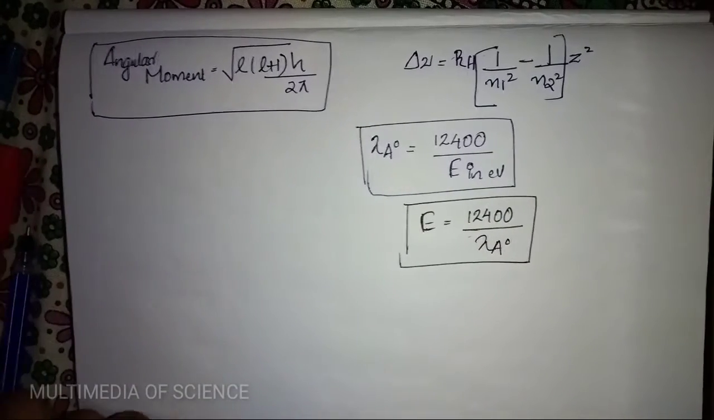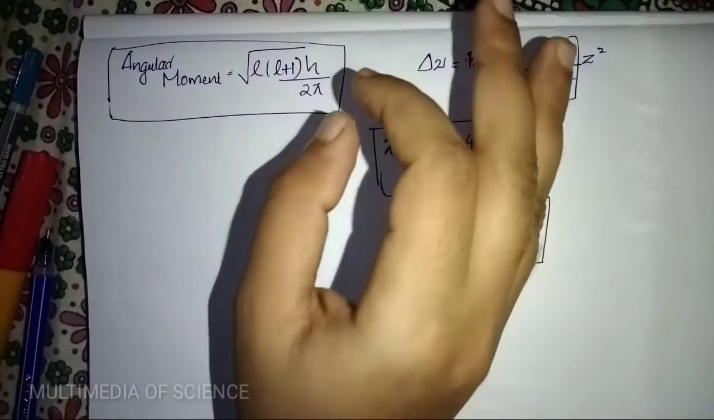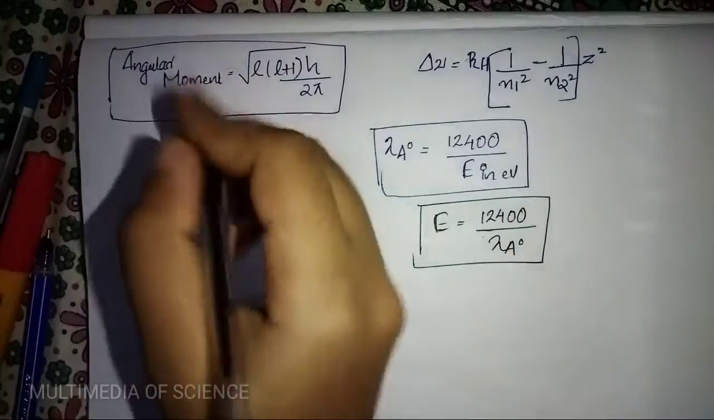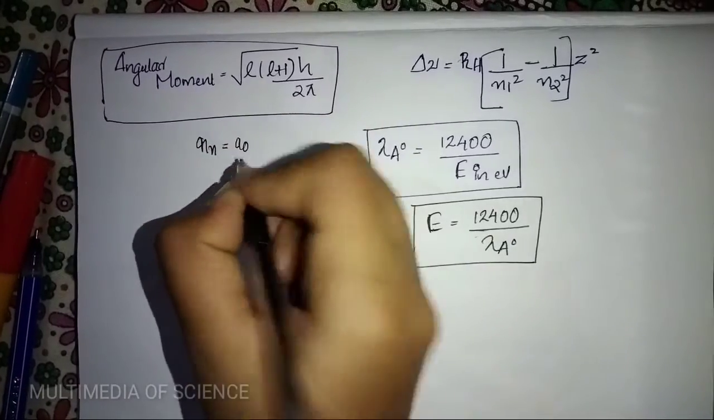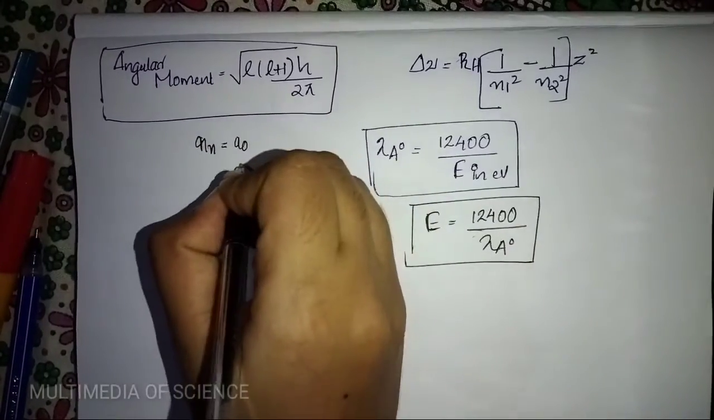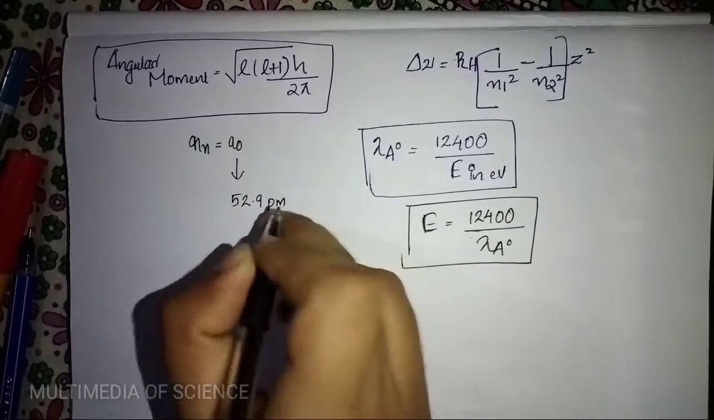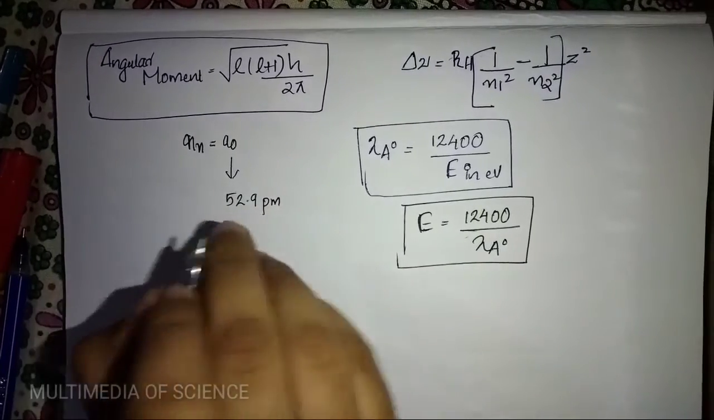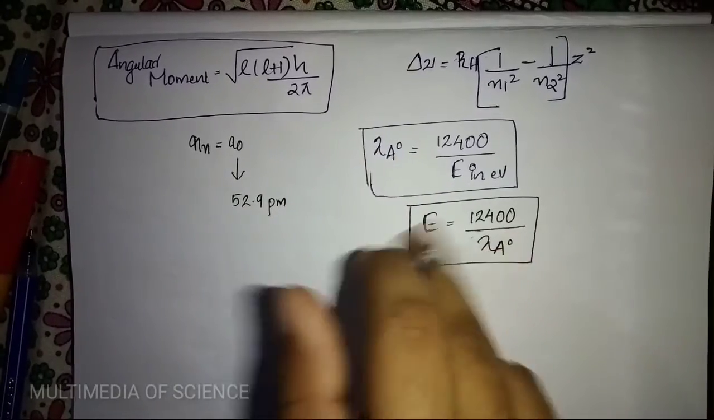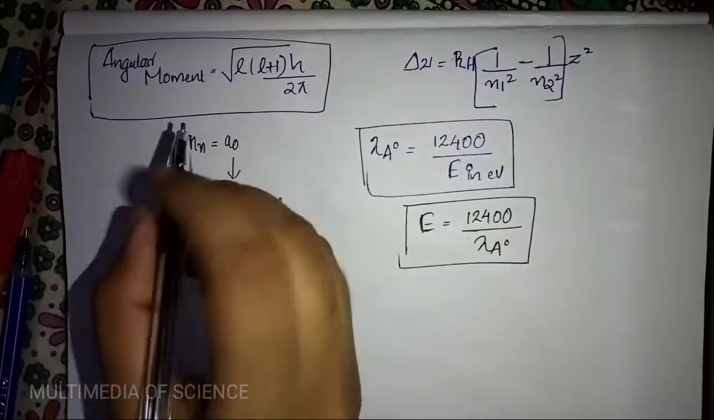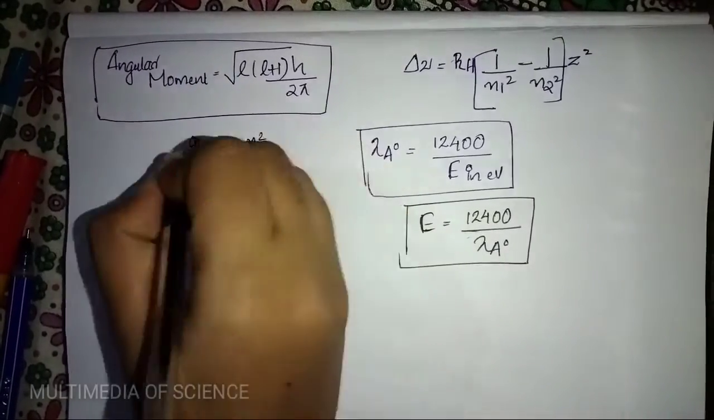Clear? Yes. The next is about the radius of the nth orbital, which can be found by the equation: the radius of the nth orbital is equal to a0. What is the value of a0? It is a constant, and its value is 52.9 picometer. Clear? So please memorize. It is in terms of picometer; here I discussed it in angstrom. So rn, the radius of the nth orbital, is equal to a0 into n square. Clear?